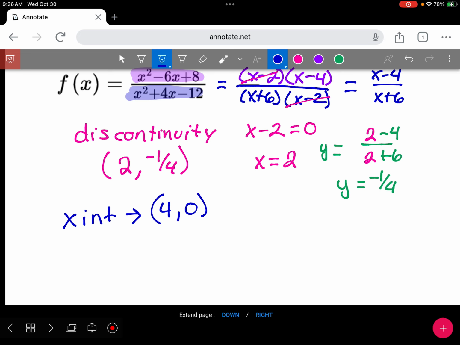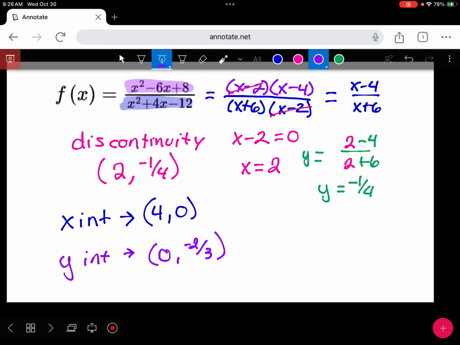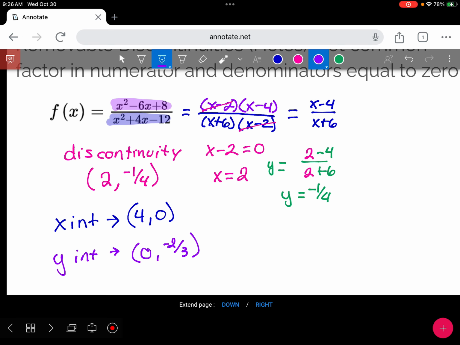Where is our y-intercept going to happen? Because it happens when x is 0. If x is 0, we have negative 4 over positive 6, which is the same thing as negative 2/3. Okay? Simplify it down. That'll make it easier when we get to the point of graphing those pieces. So we have 3 points about this whole function that we know.